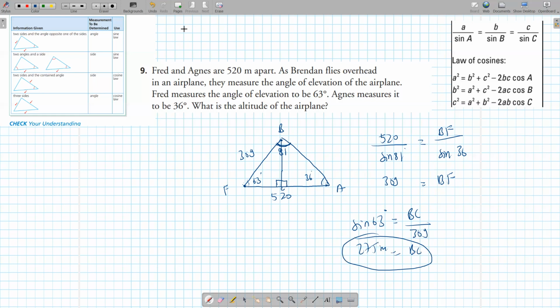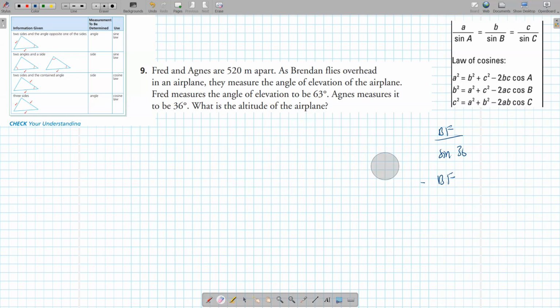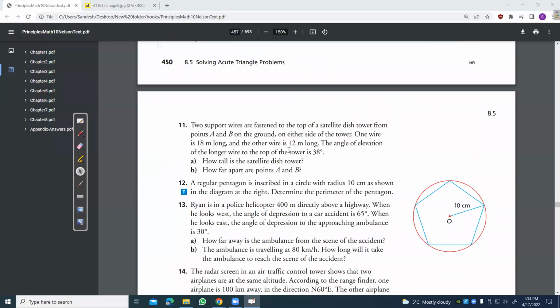That makes sense? So sometimes you gotta look at the bigger picture, especially when there's multiple triangles involved. Look at the bigger picture, and that should make things a little bit easier.